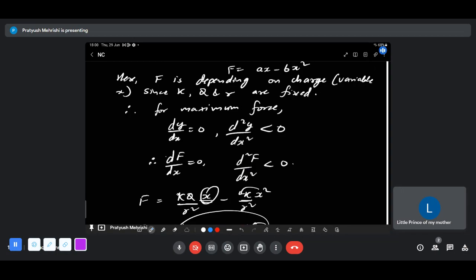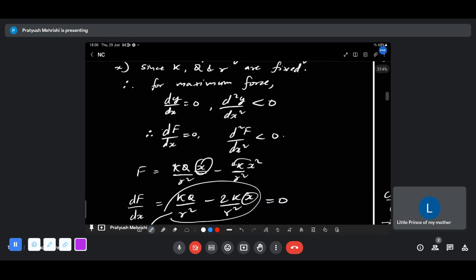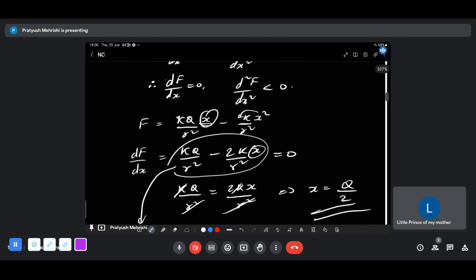So dF is kq upon r square, and the distance is x minus kx square upon r square. This should be equal to 0. While equating, k and k will cancel out, r square and r square will cancel out. What is remaining here is q equals 2x. It means x is equal to q by 2.